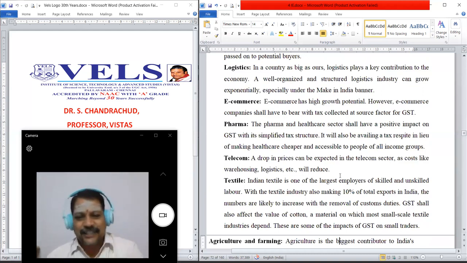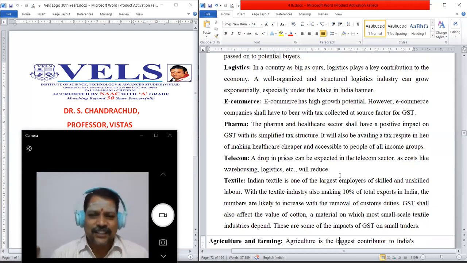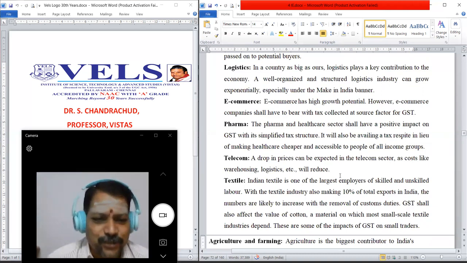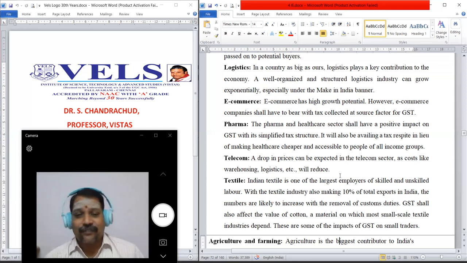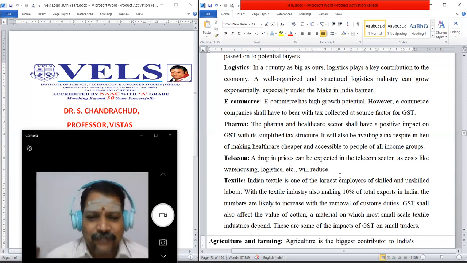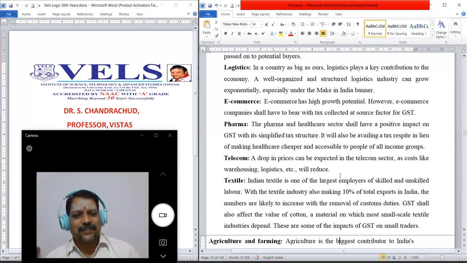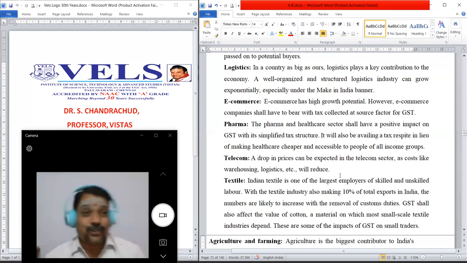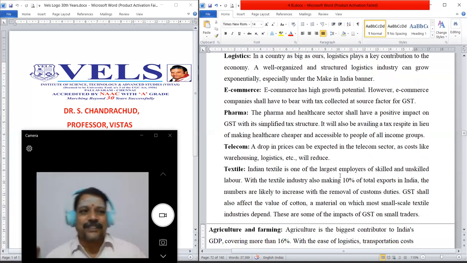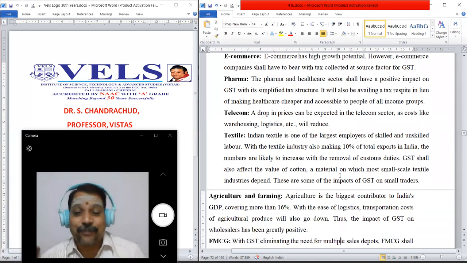And in the case of textiles, the Indian textile industry is one of the largest employers of skilled and unskilled labor. The textile industry also makes up 10% of India's total exports, and the number is likely to increase with the removal of customs duties. GST shall also affect the value of cotton and material on which most small-scale textile industries depend. These are some of the impacts of GST on a small sector, which are adverse. So, on the whole, I may say, for larger firms, GST is beneficial. For small-scale businesses and the common man, it has a negative impact.